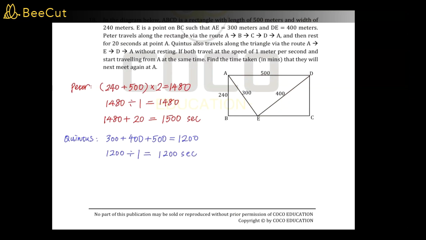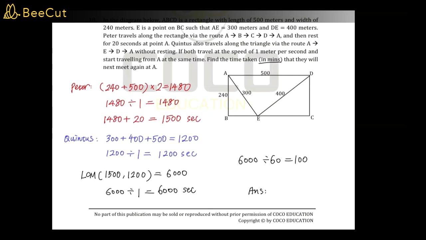So they are looking for the next time they meet each other at point A. Then we need to look for the LCM of 1500 and 1200. Right, LCM is 6000. So the time taken is 6000 divided by 1. This is 6000 seconds later, they'll meet again. They're asking in terms of minutes. Let's do a unit conversion. 6000 divided by 60 equals 100 minutes.